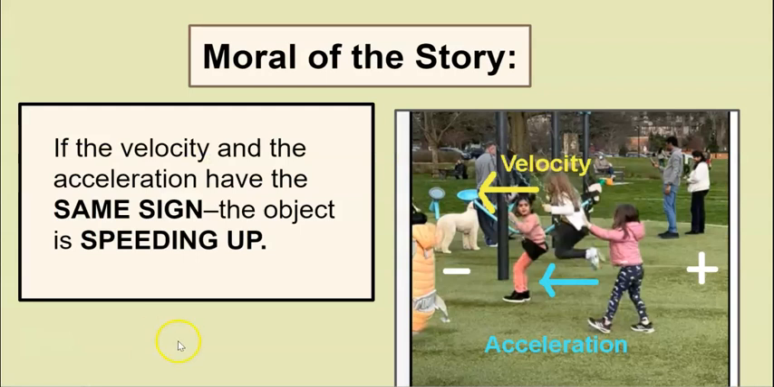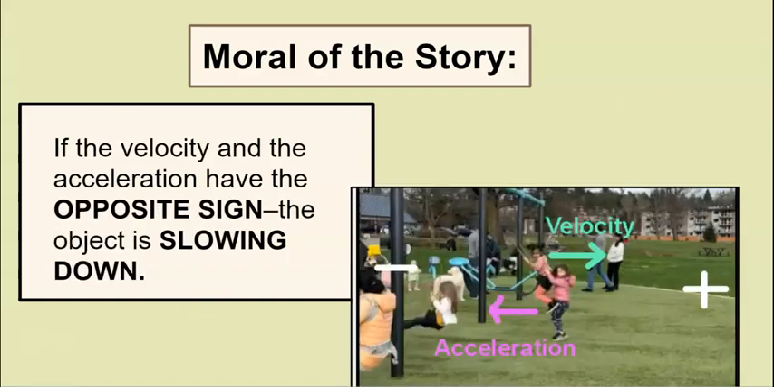All right, moral of the story. If the velocity and the acceleration have the same sign, then you're being pushed in the direction that you already are going, and you're going to speed up. And if the velocity and the acceleration have an opposite sign, then you're being pushed opposite the direction you're going, and you're going to slow down. Okay, so there is a rule. It's just not the rule you think it is.